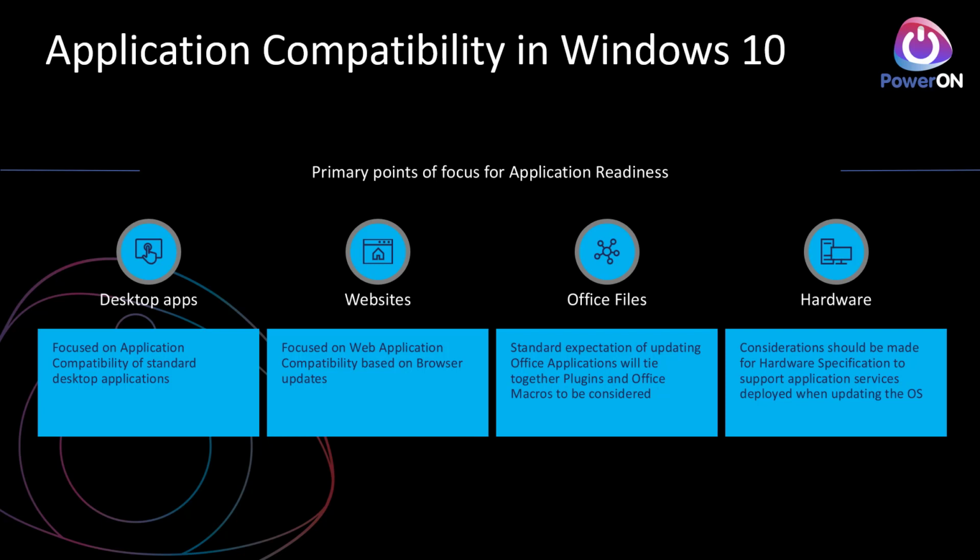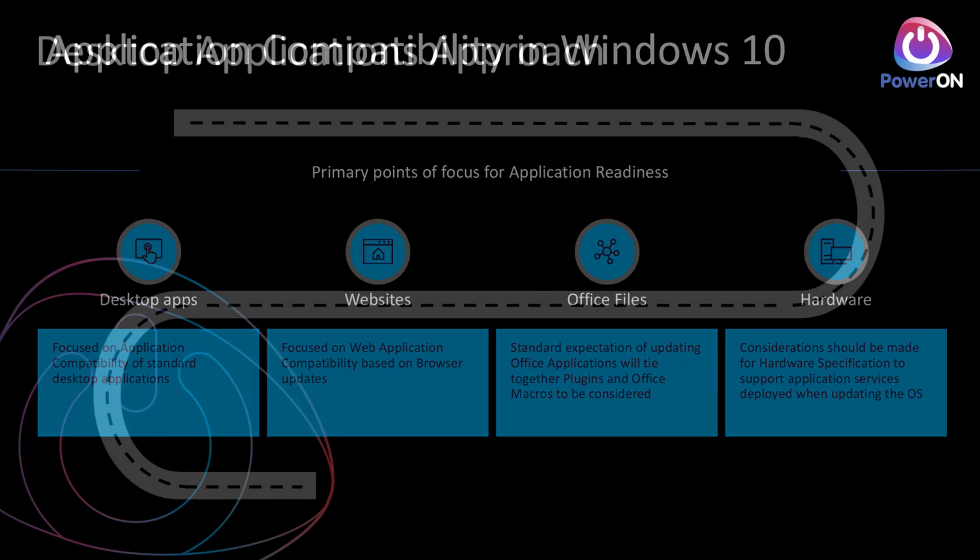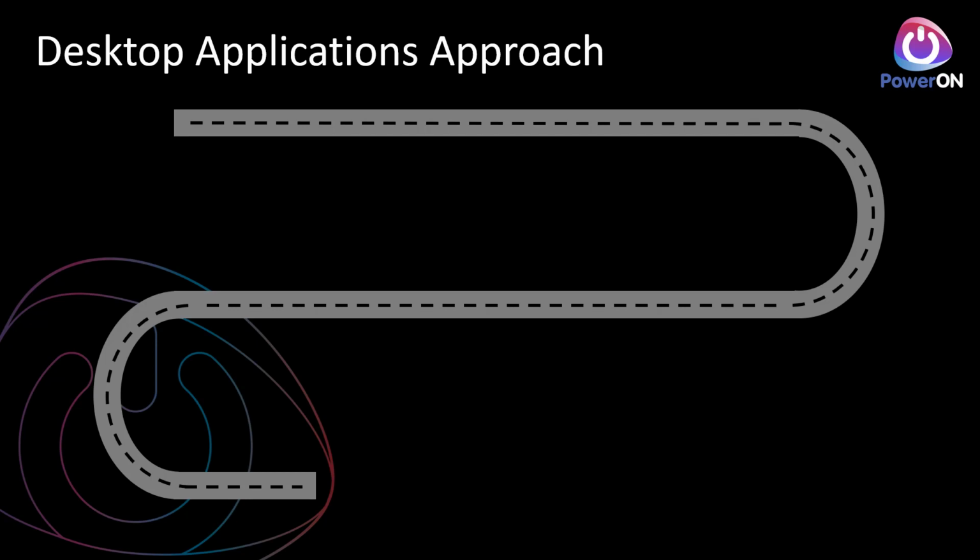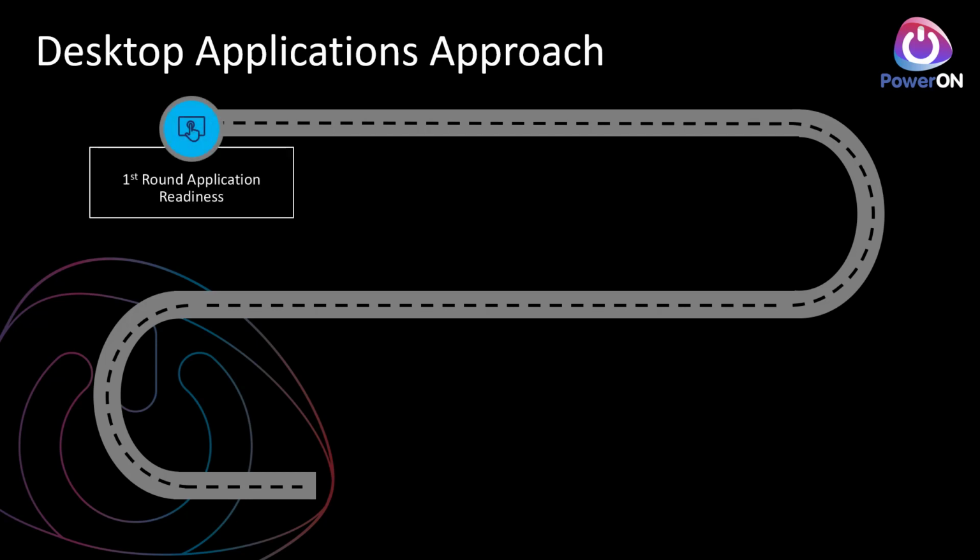So if we focus a little bit towards the desktop applications, we've looked at this over the many different engagements we've done over the years in terms of really trying to have a good structure for this, because it can be very common that you'll have a massive sea of applications that need to be dealt with, but how do you actually go around staging what you do and where? So in terms of where that road along desktop application readiness starts, we very much think about that first round of application readiness.